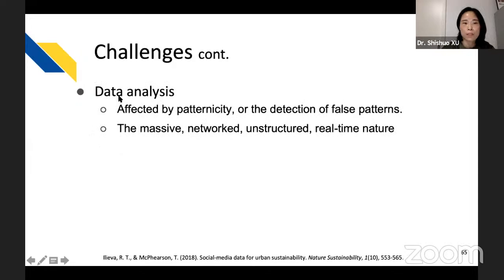Another one is from the data analysis problem, a data analysis challenge, because the social media data is a huge amount. So how to analyze the massive, networked, and unstructured data is a big challenge for data analysis.